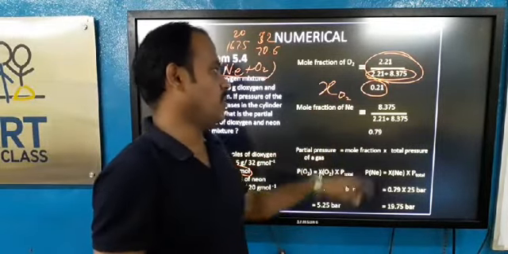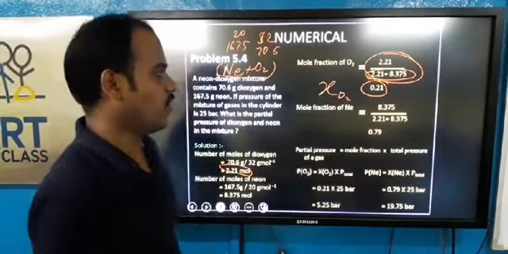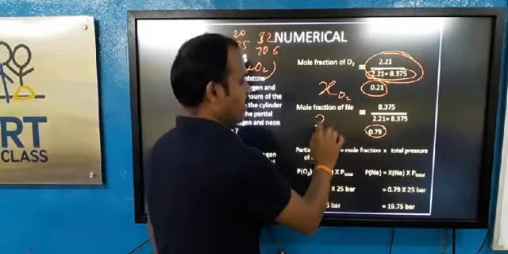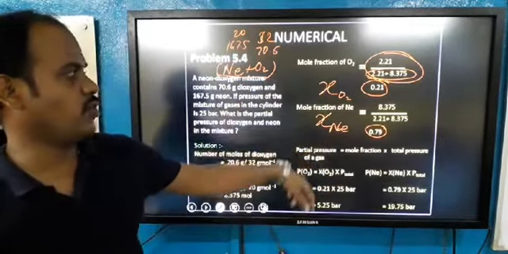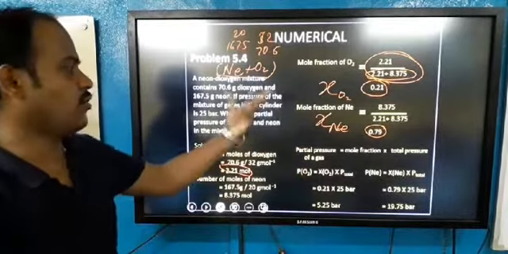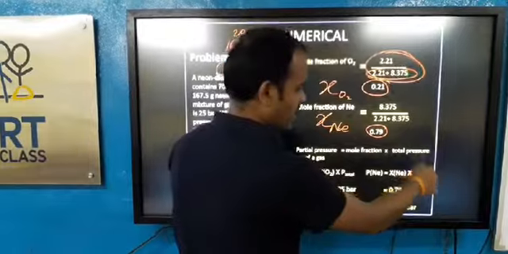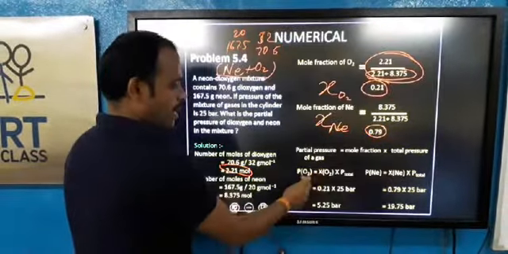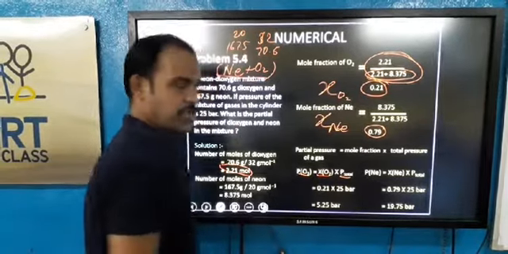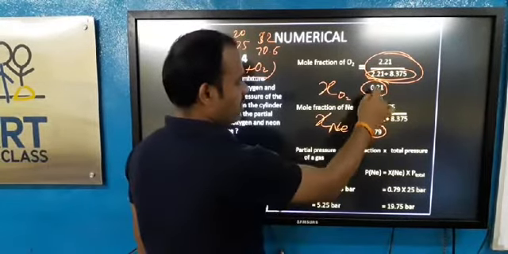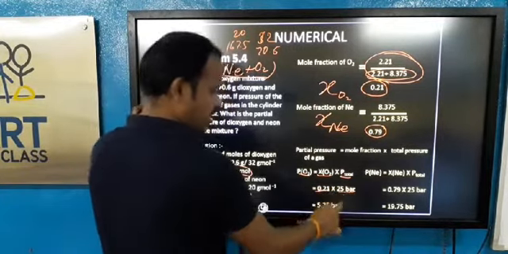Mole fraction of neon means the number of moles of neon divided by the total number of moles. Again, this is the number of moles of neon. So you have calculated the number of moles of oxygen and of neon. Now you can calculate partial pressure. You know, the partial pressure of a gas is equal to mole fraction into total pressure. Partial pressure of oxygen is equal to the mole fraction of oxygen into P total. The mole fraction of oxygen is 0.21. Total pressure is 25 bar.